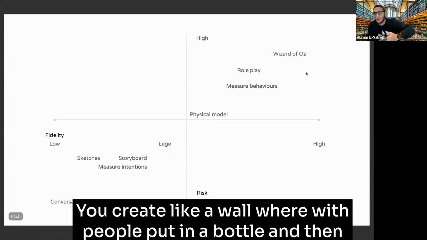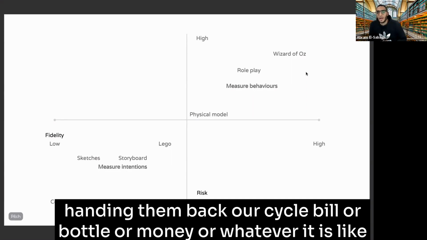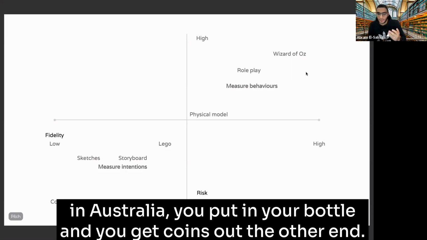You create a wall where people put in a bottle, and then instead of actually having a refill station, it's just a human handing them back a recyclable or bottle or money or whatever it is. Like in Australia, you put in your bottle and you get coins out the other end.